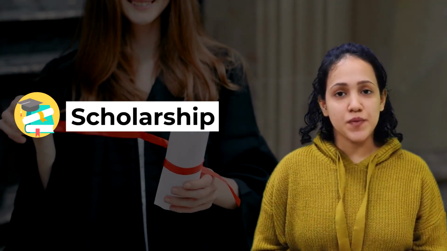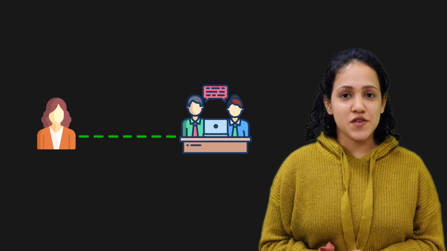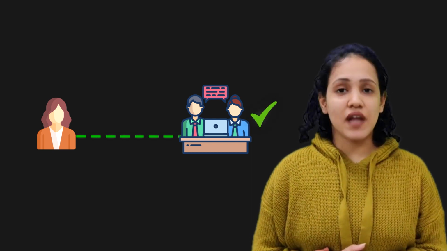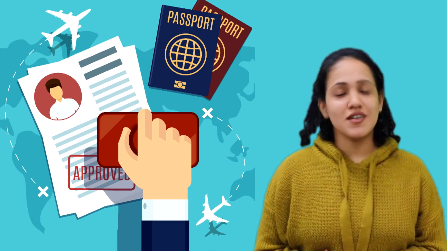Next step is scholarship. All the details regarding scholarships are available on university websites. And the final step is the student visa. Once you submit your application to immigration services, they have the authority to grant or deny the application. Once your application is granted, you are good to go.